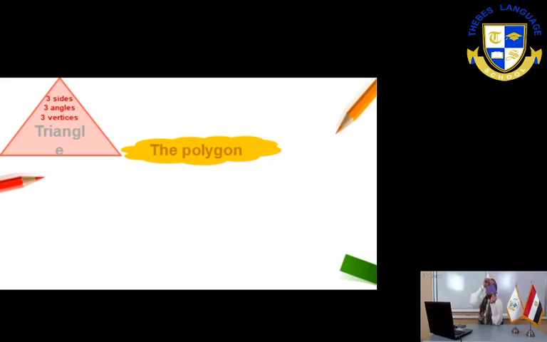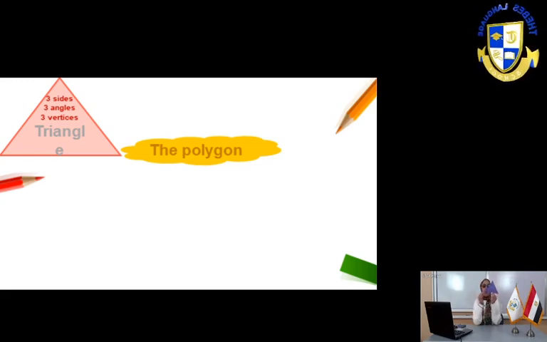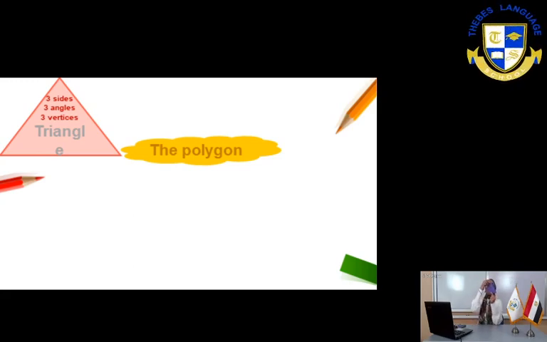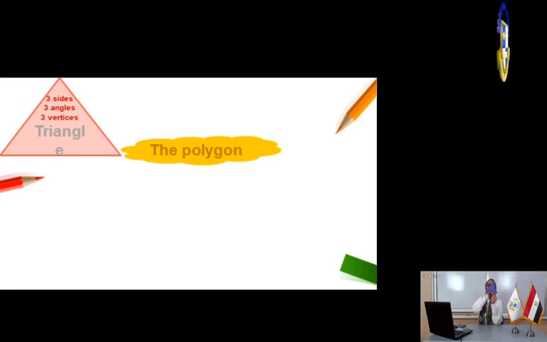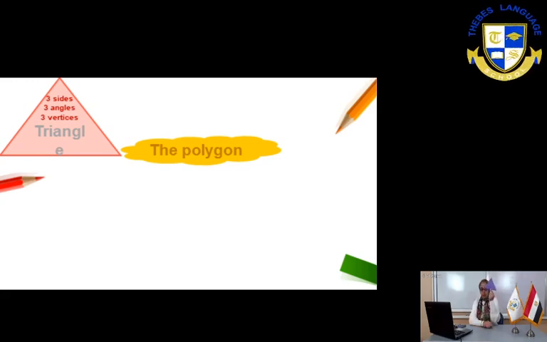And how many vertices? This is the point, this is the point of vertices. 1, 2, 3. So we have 3 vertices. And how many angles? 1, 2, 3 angles. So the triangle has 3 vertices, 3 sides, and 3 angles. This is the first polygon.